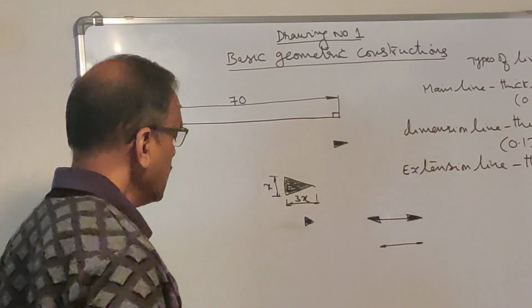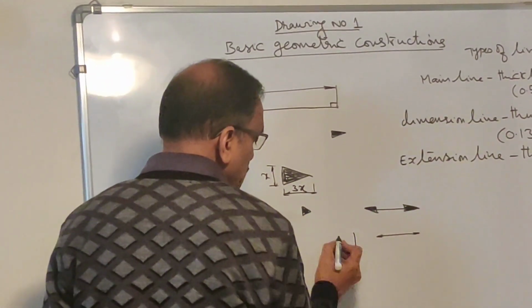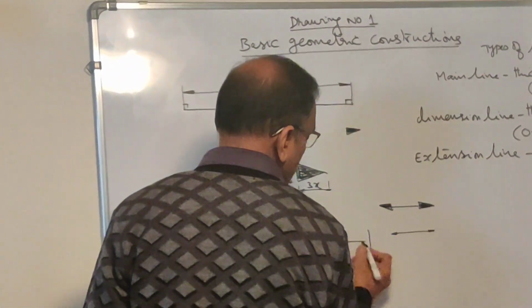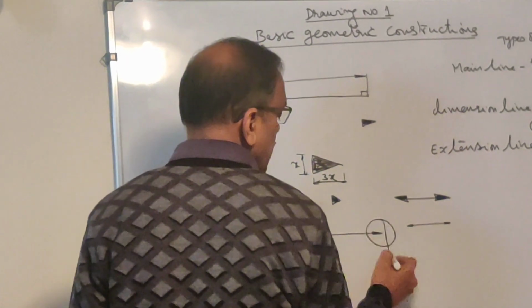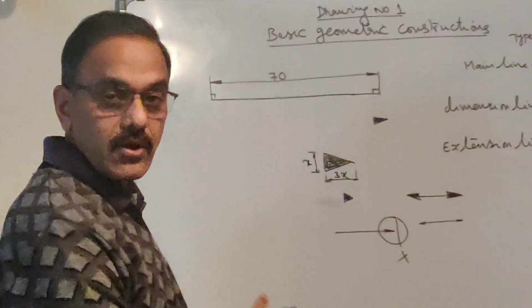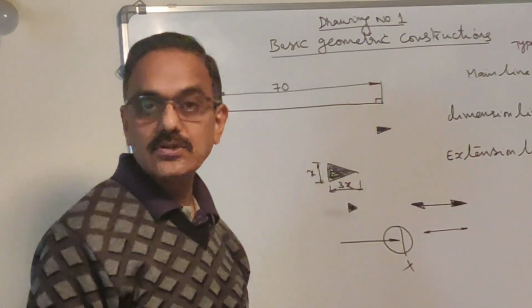And one more important thing is, if this is the extension line, when you draw a dimension line, the arrowhead can't be like this. There shouldn't be any gap in between. The arrowhead should go and touch the extension line. That's also very important.